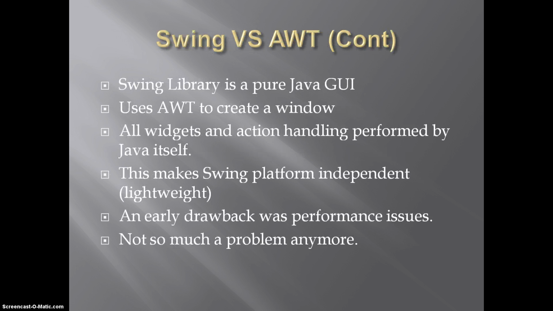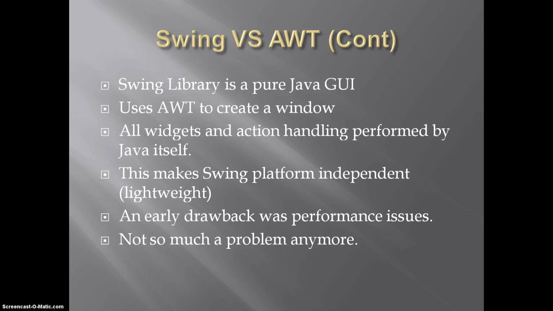In contrast, Swing is considered lightweight because it's platform independent. Swing uses the AWT to create the window, but all the widgets and action handling are done in Java, which of course can be run on any machine via the JVM, or Java Virtual Machine. An early drawback of this was performance issues, as the code had to be compiled and interpreted. But with system improvements, as well as improvements to the JVMs, this is hardly a problem anymore.